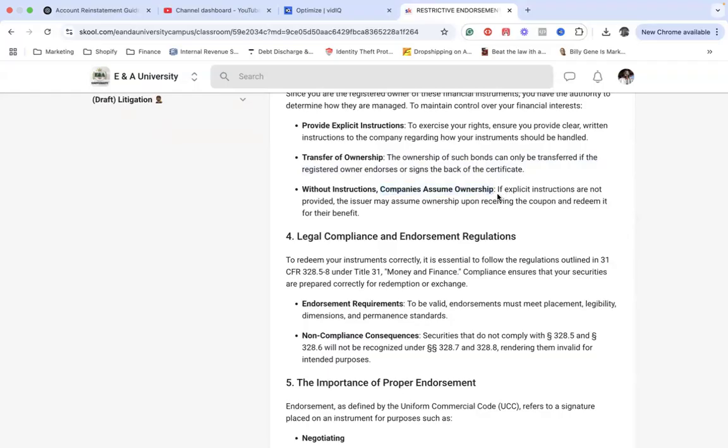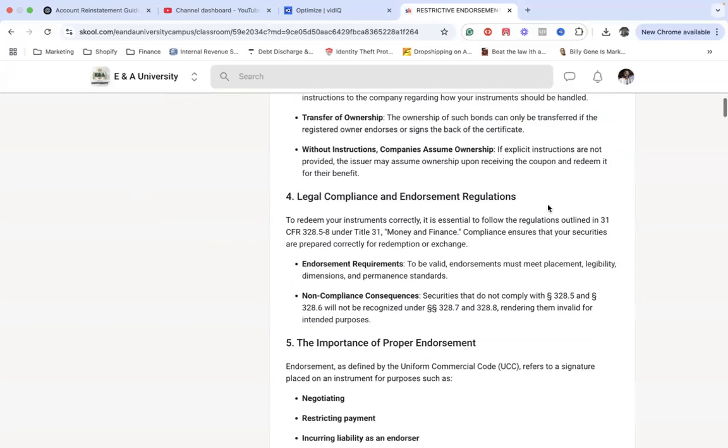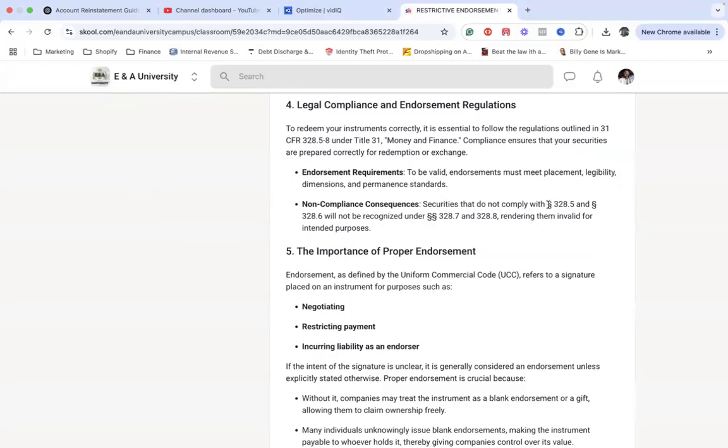So if you went ahead and endorsed your document, but you may not have placed it in the right place, or you didn't follow the specific instructions in order for them to know what you need them to do with it, they're going to assume ownership of it, right? They're going to end up redeeming it for their benefit. It's all going to be theirs. So really, following what they're saying step by step is very important. I'm going to show you guys which laws tell us what we need to do and how clear they make it, right? They're very, very specific.